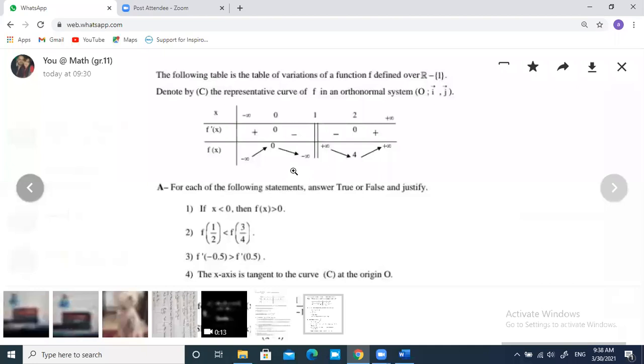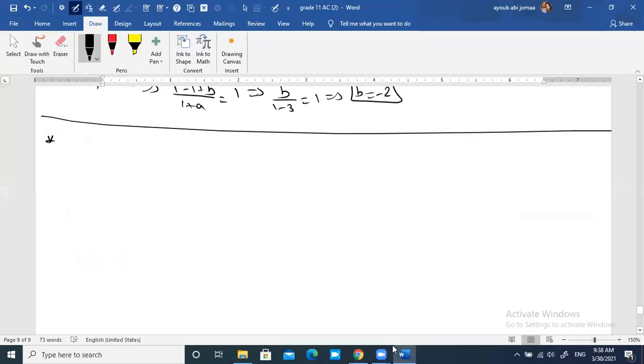For each of the following statements, answer by true or false and justify. If x is negative, then f of x is positive. If x is negative, meaning from negative infinity to 0, is the function positive or negative? If x is between negative infinity and 0, the function is increasing from negative infinity to 0. Then the function is negative.